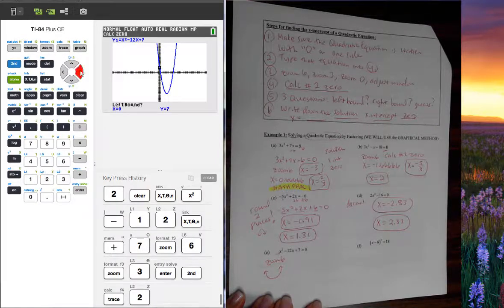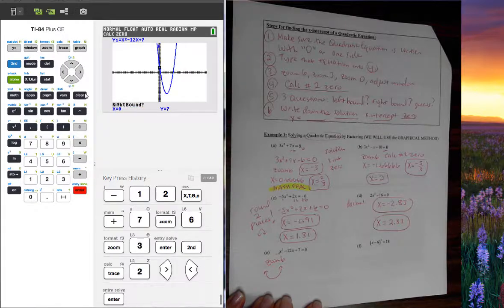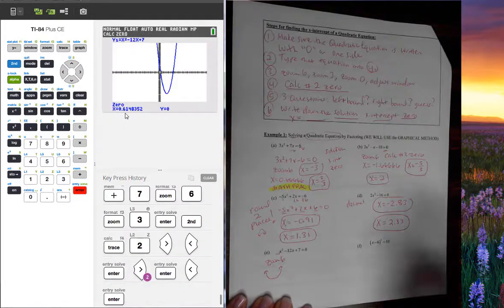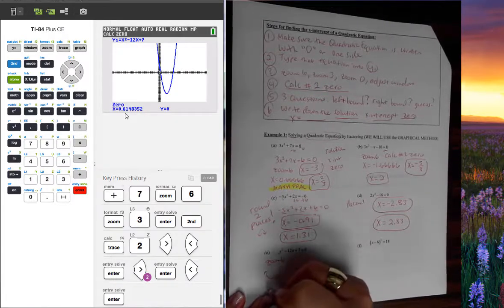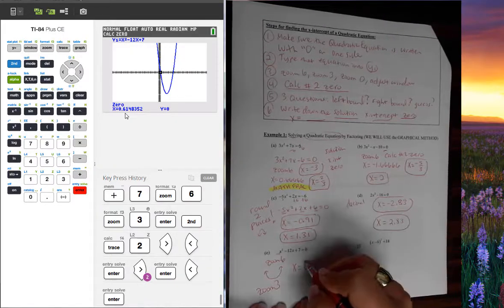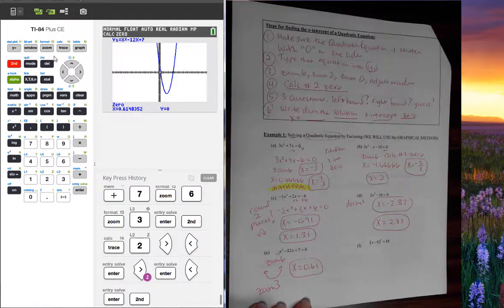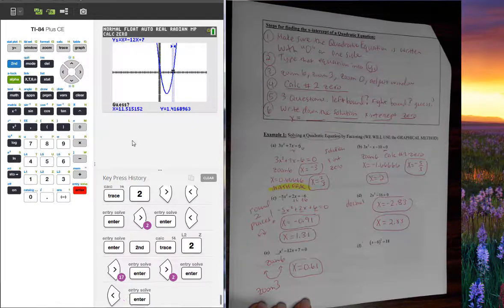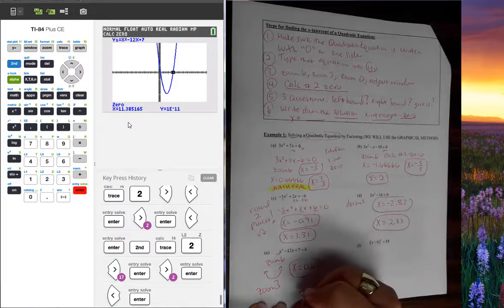Left bound, let's see, I'll leave it right there. Right bound, guess. 0.61. X equals 0.61. So we had to do zoom 3 on this one. And then the other x-intercept. Left bound, right bound, and guess. 11.38, or 11.39. That 3.8 rounds to a 9. So x equals 11.39.